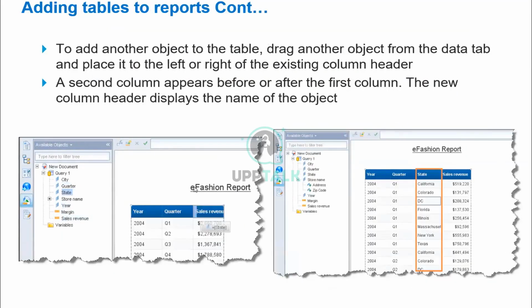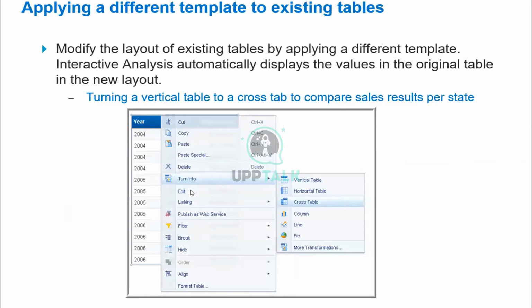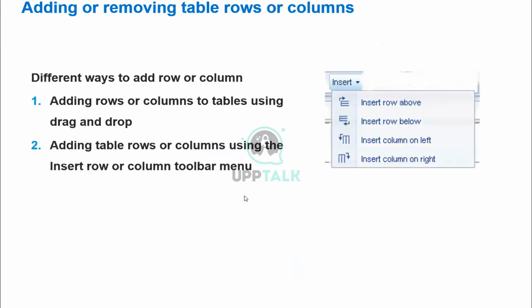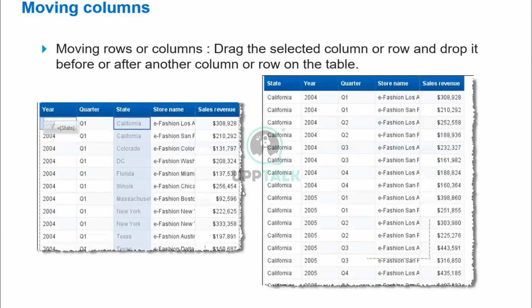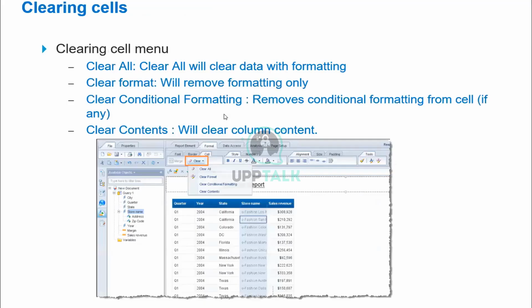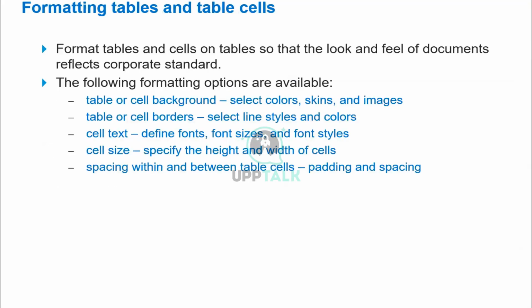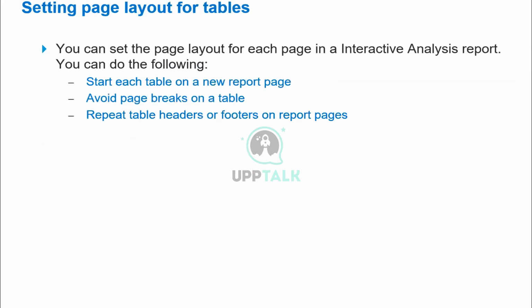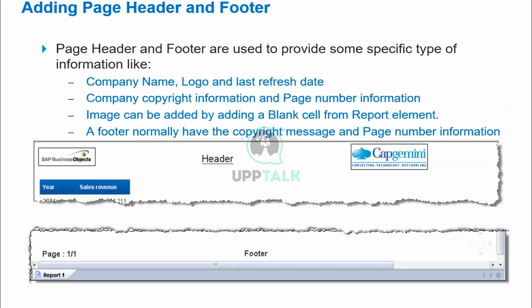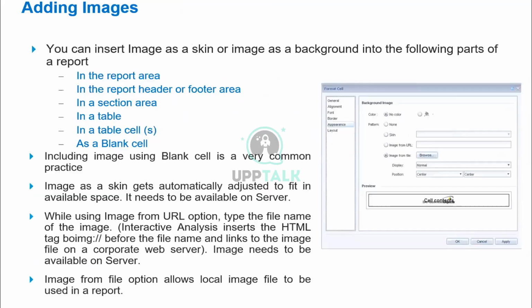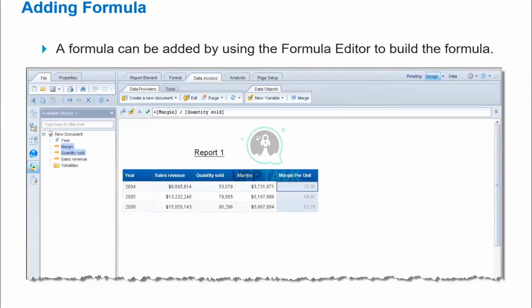How we can add tables to reports, how we can duplicate them, just copy paste. How we can turn tables into different tables or charts. We can move the columns or swap the columns. We can remove the table by clicking and delete, or we can just delete. It is about page header and footer. How we can add images for headers like logos and all. How we can work with variables, formulas and functions.